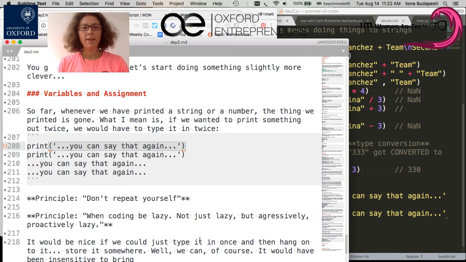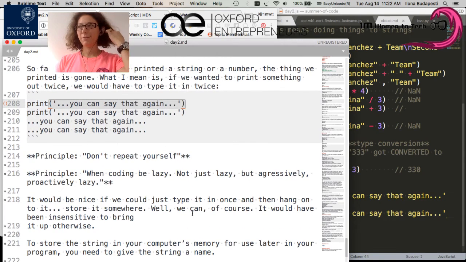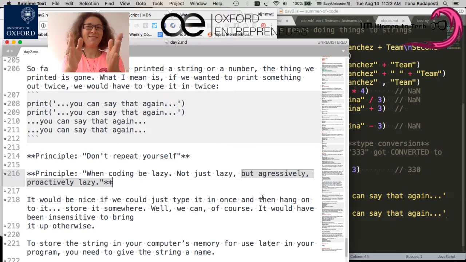Okay. Well, but we have a principle in software engineering. This is really, really important. If you remember just this from today, it will be awesome. Which is, don't repeat yourself. It's not enough to be lazy. As programmers, we want to be aggressively and proactively lazy. I'll say it again. When coding, be lazy, but not just lazy, but aggressively, proactively lazy. And what does that mean?